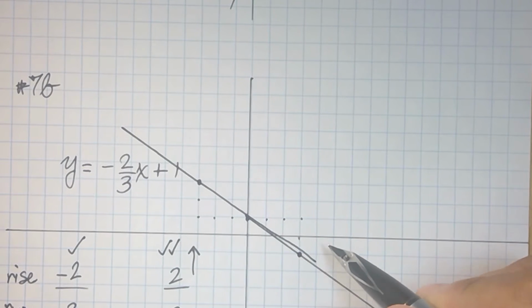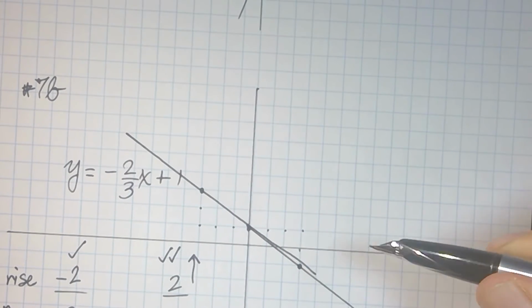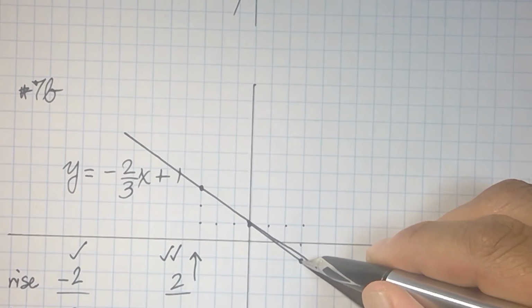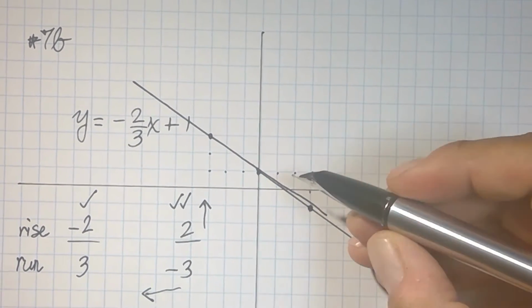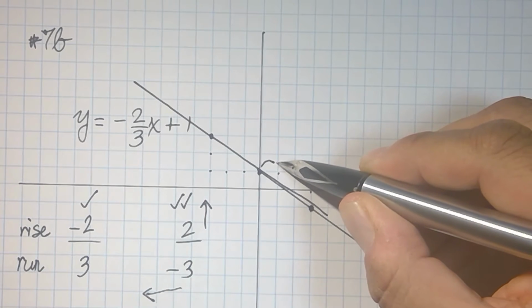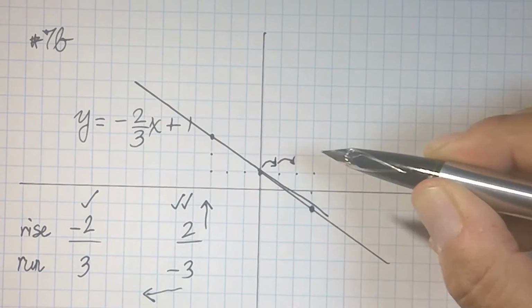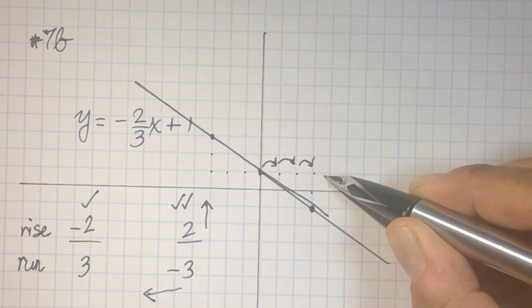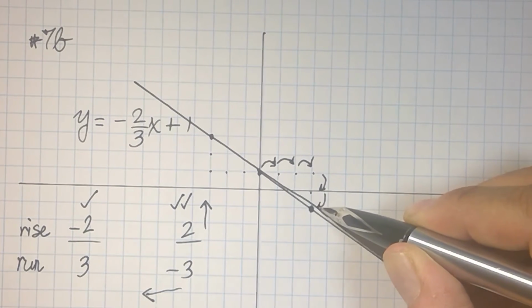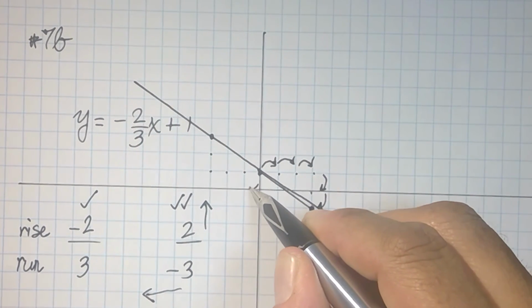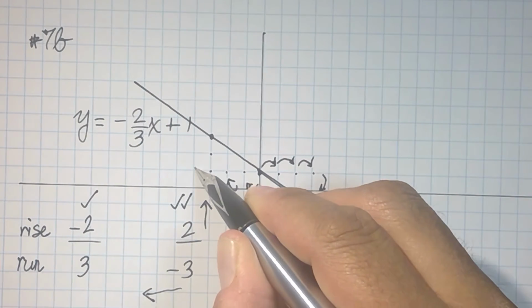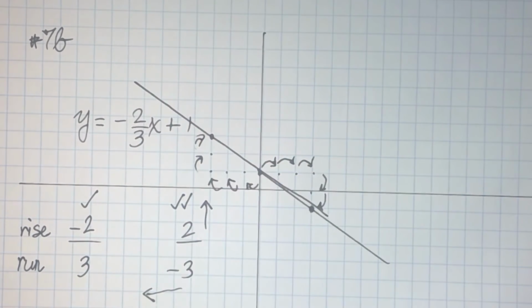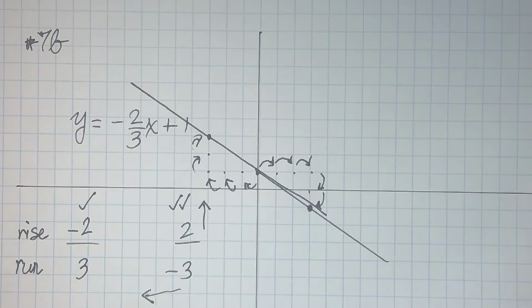Sorry, my old man hand slipped over there, but that's the actual point, okay? So notice if I go 3 right and I go 2 down, or if I go 3 left and 2 up, it's still the same line.